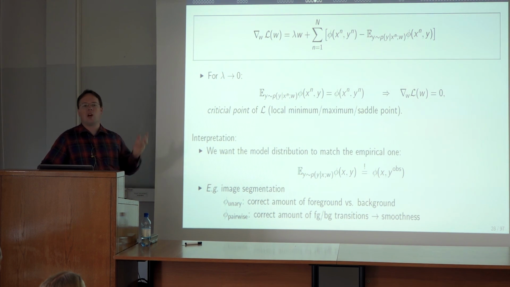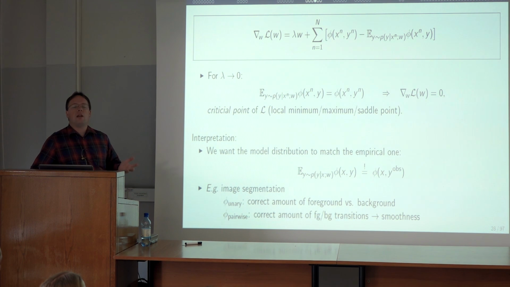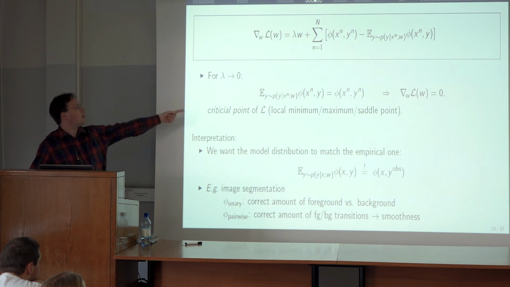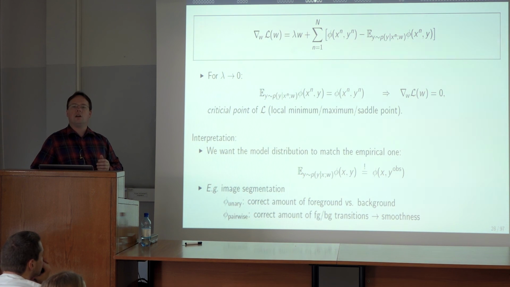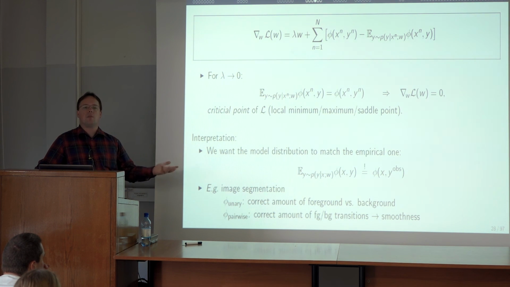What are these features? I didn't talk about them at all so far. That's because they are really problem dependent. For any different problem, you can set up a different feature. For example, if you do image segmentation, a typical feature that looks at one location at a time could be whether it's foreground or background. So the expectation of this feature under the distribution is how likely it is on average across all points to be foreground or background. So that's like the foreground ratio. And if the foreground ratio you predict by your model is the same as the foreground ratio you observe in your training data, that's a good thing, right? You somehow matched the correct statistics.